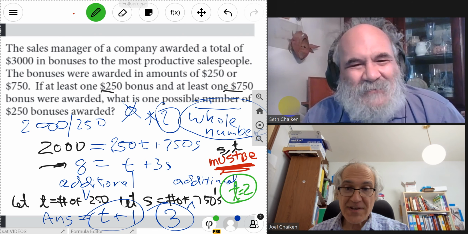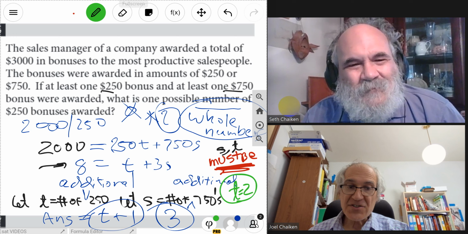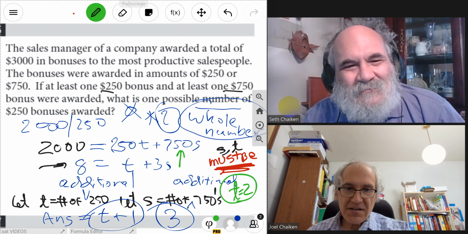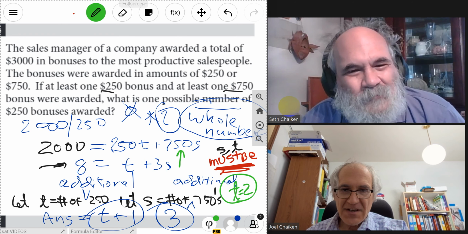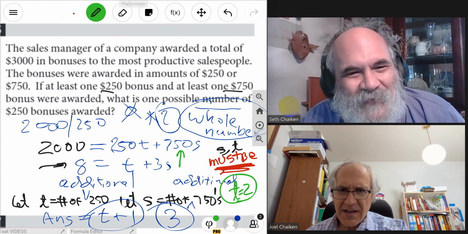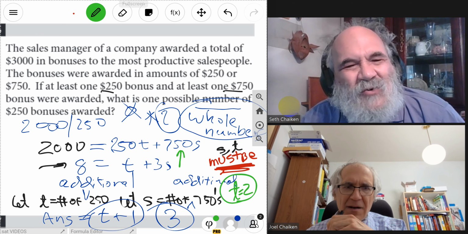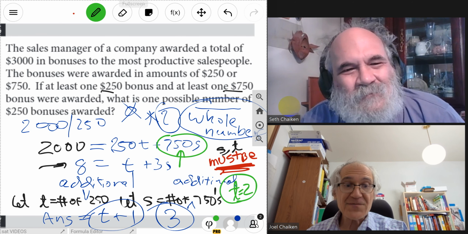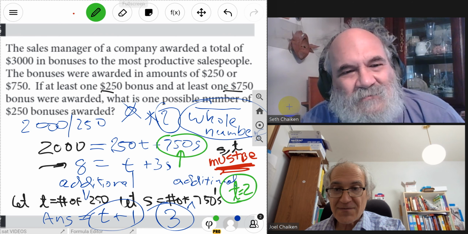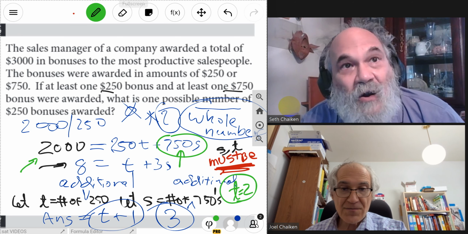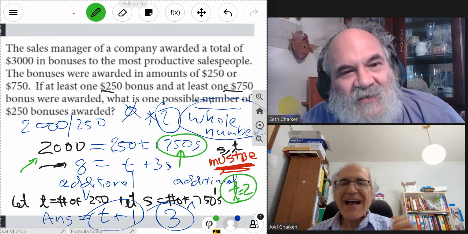I doubt most people would divide by 250. The way I sort of did it was, 750 is a very common number, and just by looking at it, if you have only one 750, there's really no way to get enough 250s. But 750 times 2 is 1,500, and we know the difference between 1,500 and 2,000 is 500, and 500 is easily divisible by 2. That's another way to see it.